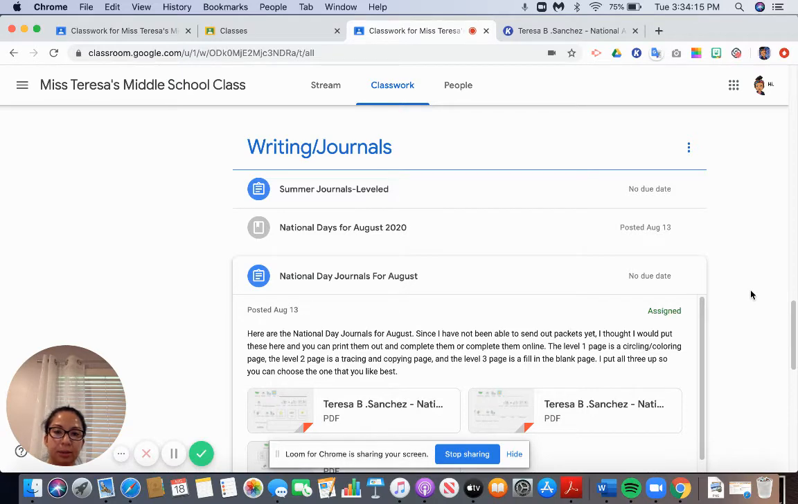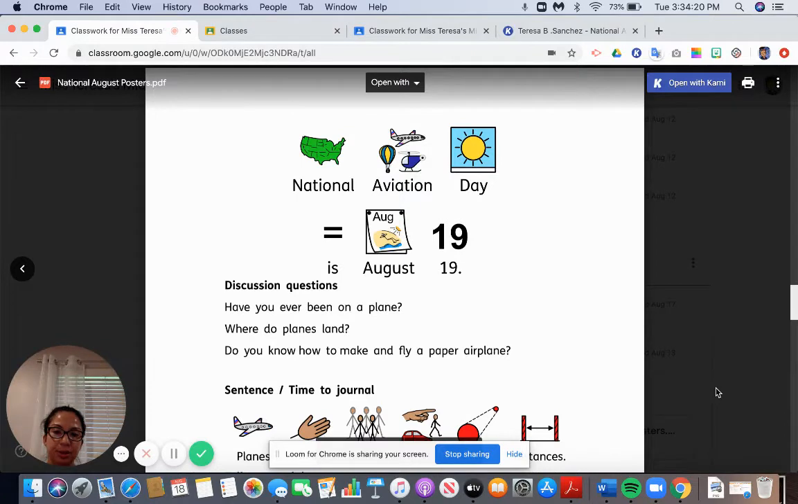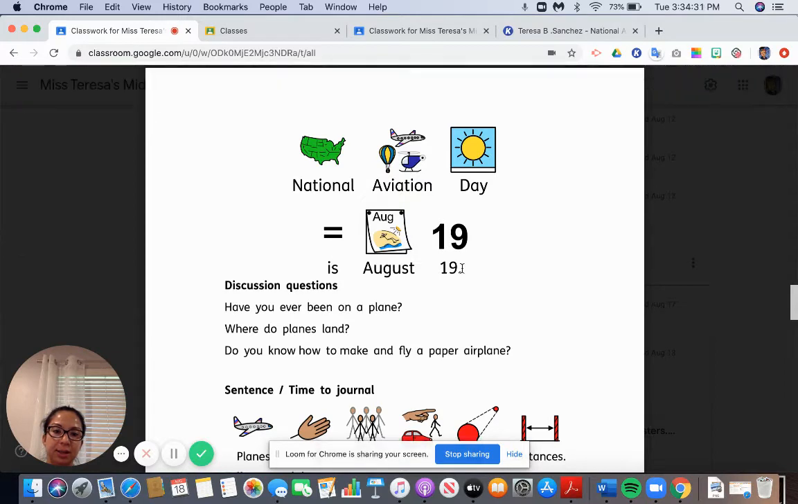Okay, so I'm going to go back. I already have it up here, so I'm going to show you this. Okay, so this is the poster. Okay, and we're going to read this poster. Okay, so today is August 19th. National Aviation Day is August 19th.